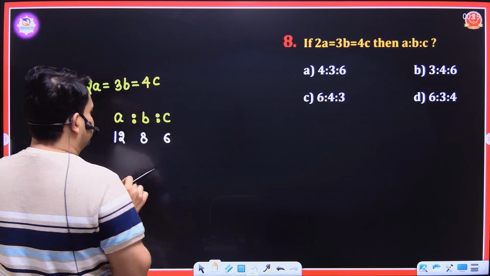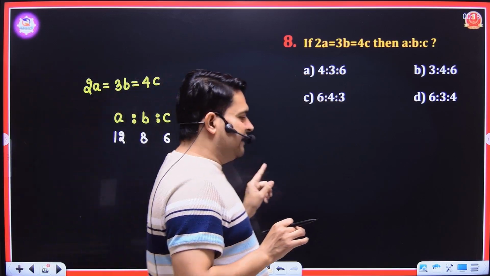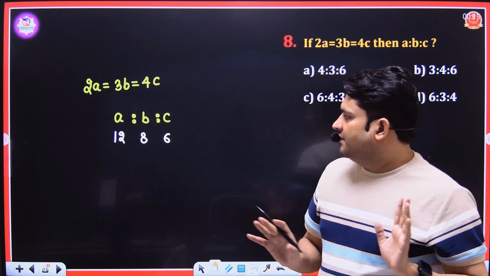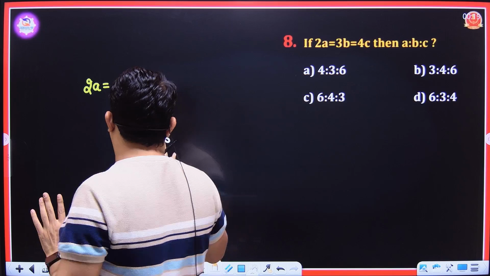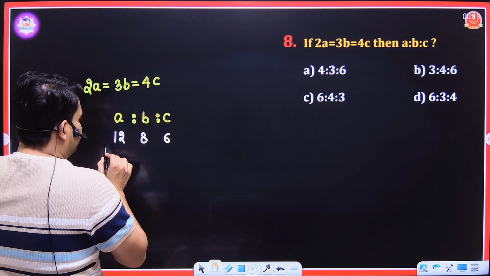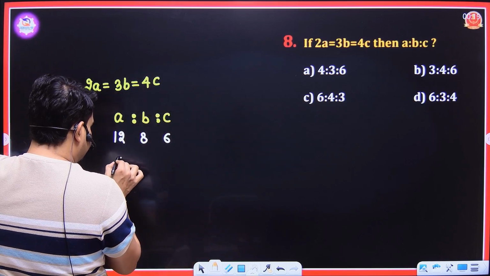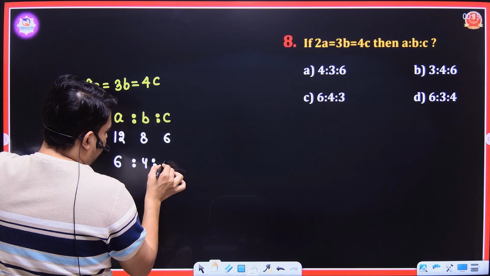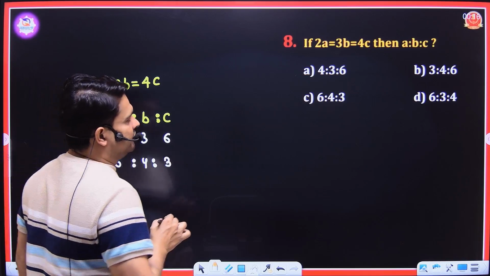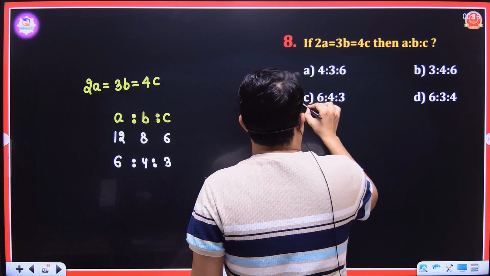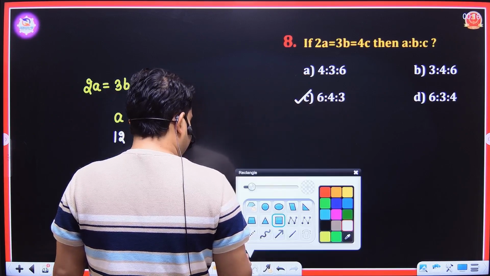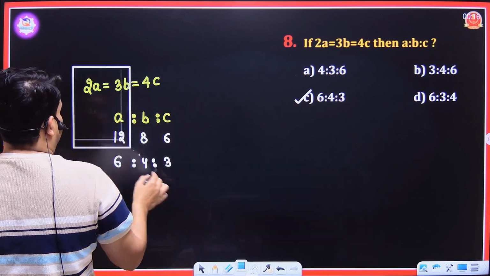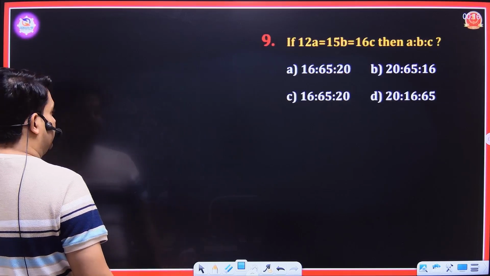See if these can be divided by a common number. Yes, they can be divided by 2 easily. If I divide each of them by 2, then it becomes 6 ratio 4 ratio 3. 6 ratio 4 ratio 3 is my correct answer. So this is the method you will adopt to solve such kinds of ratios.